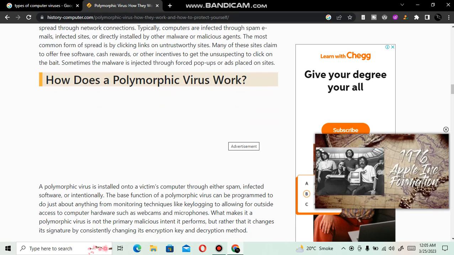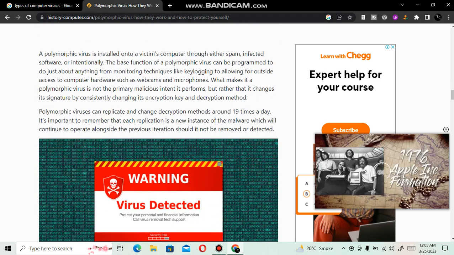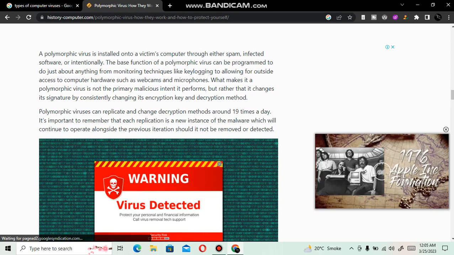How does a polymorphic virus work? A polymorphic virus is installed onto a victim's computer through spam, infected software, or intentionally. The basic function of a polymorphic virus can be programmed to do just about anything, from monitoring techniques like keylogging to allowing outside access to computer hardware such as webcams and microphones.